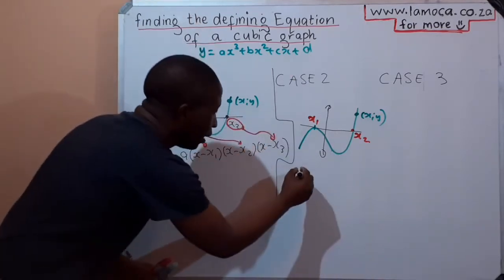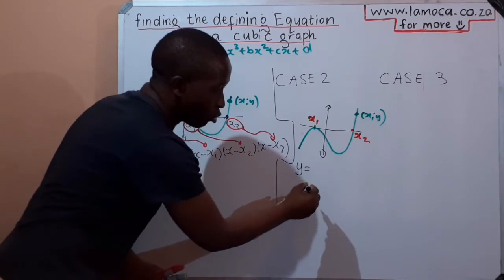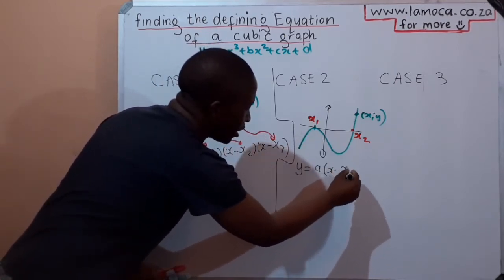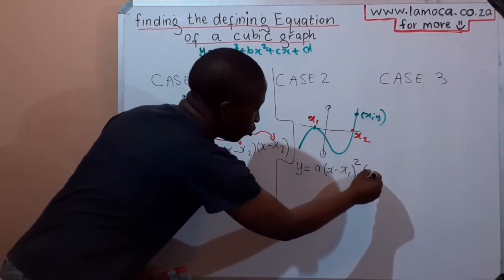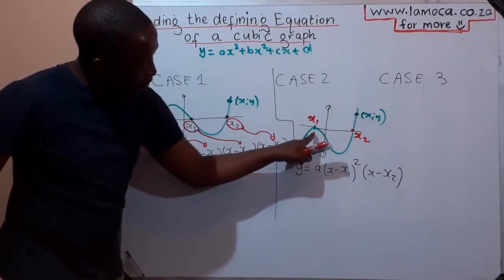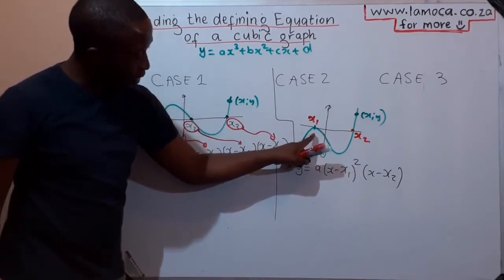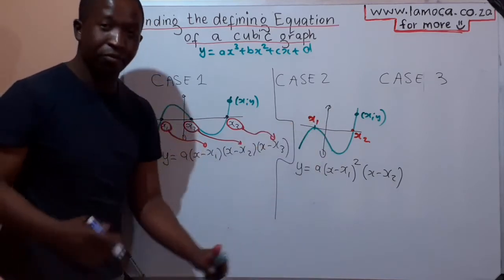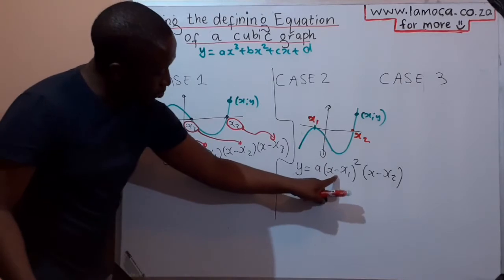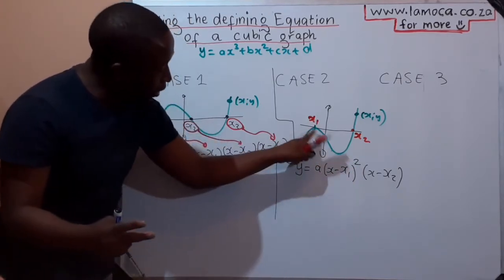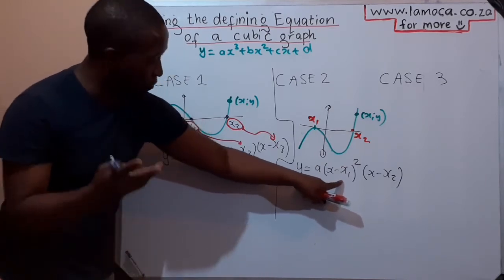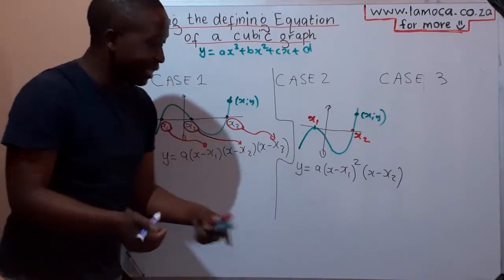Well, you simply do this. You just go to your paper and write y equals a into x minus x1 squared into x minus x2. I'm squaring this one because it is a repeating factor. Normally when a graph does this, it means at x equals x1, the graph is repeating itself. It means it's a repeating factor. So that's why I have x minus x1 twice. That point that happens to be a turning point or a bouncing point will always appear 2 times because it is a turning point and an x-intercept at the same time.